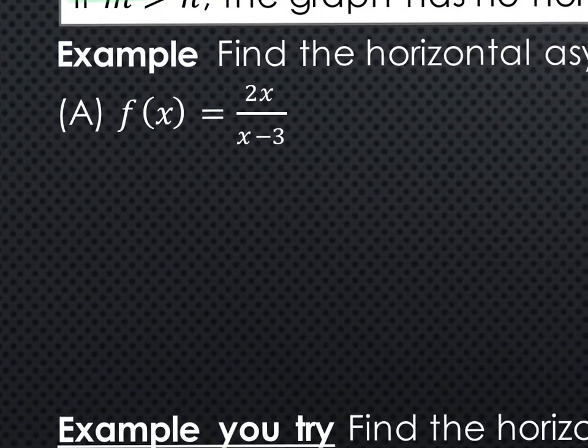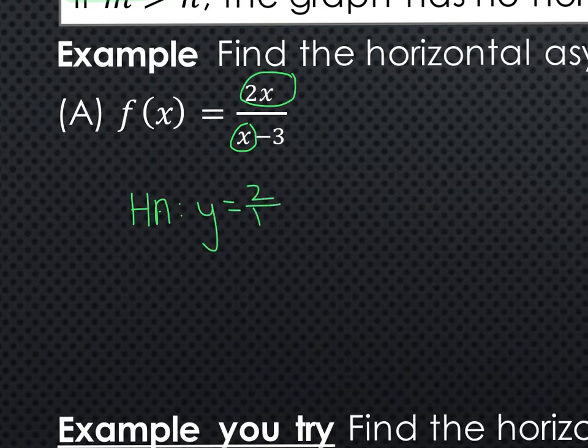So if we look at letter A, the degree of the numerator, notice, is linear, and the degree of the denominator is also linear. Because the exponent of the numerator equals the exponent of the denominator, we divide the leading coefficients. So our horizontal asymptote is the equation y equals 2 divided by 1, or y equals 2.